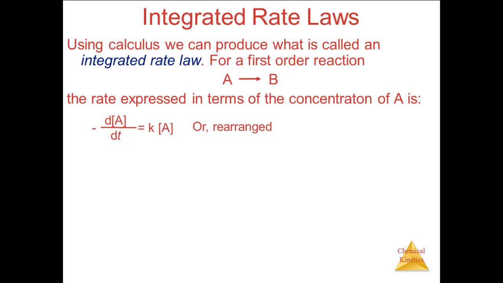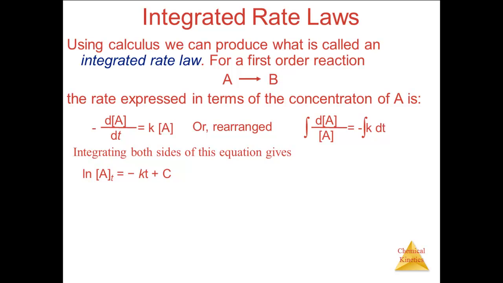This equation can be rearranged to this form: the change in concentration of A over the concentration of A equals minus K times the change in time. Integrating the equation produces this equation: natural log of the concentration of A at time t equals minus K times the time t plus a constant C.